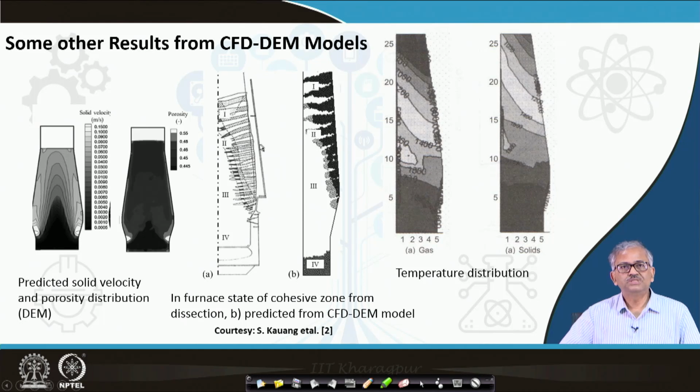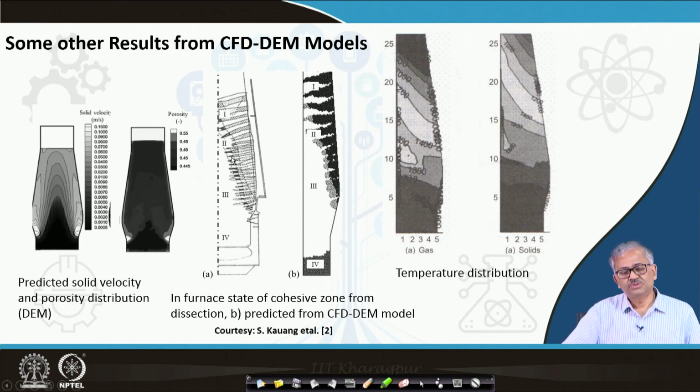And this is the cohesive zone. Cohesive zone prediction is quite nice. The first figure is basically the actual state of the cohesive zone from the dissection. It was done in the Swedish MEFOS laboratory, LKAB laboratory, where the experimental blast furnace is frozen by liquid nitrogen, and you can take the dissection, and the cohesive zone is found like this. And you can find this cohesive zone here.